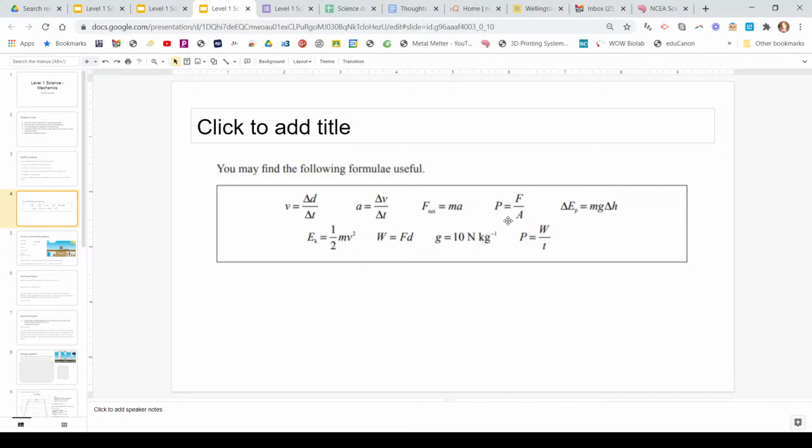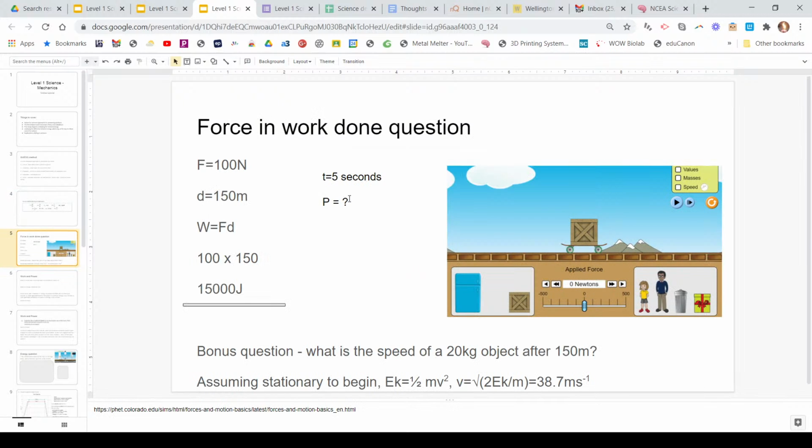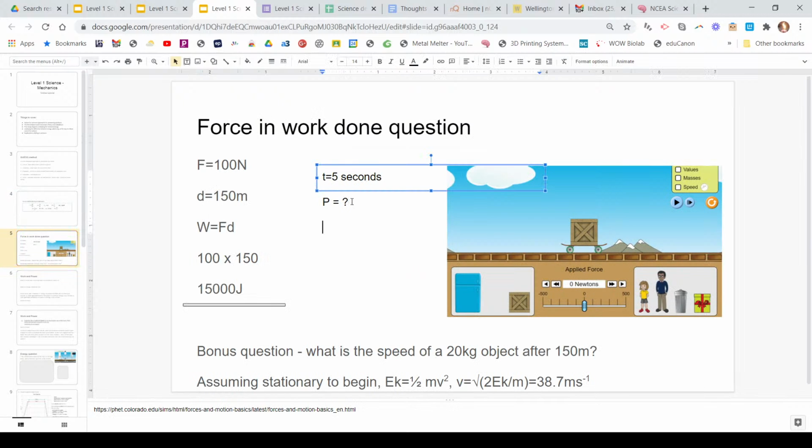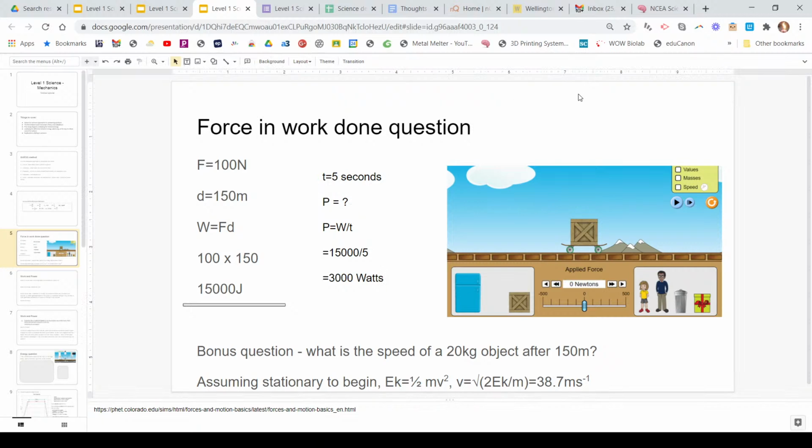We couldn't use this other equation, that's power, pressure, force, and area, because we don't have all of those quantities. So P equals W over T: power equals work done divided by time. We go back over to our question and write down P equals W divided by T. Then I would substitute in my numbers, 15,000 divided by 5, and that's going to give us 3,000 watts. Okay, so watt being the unit for power.